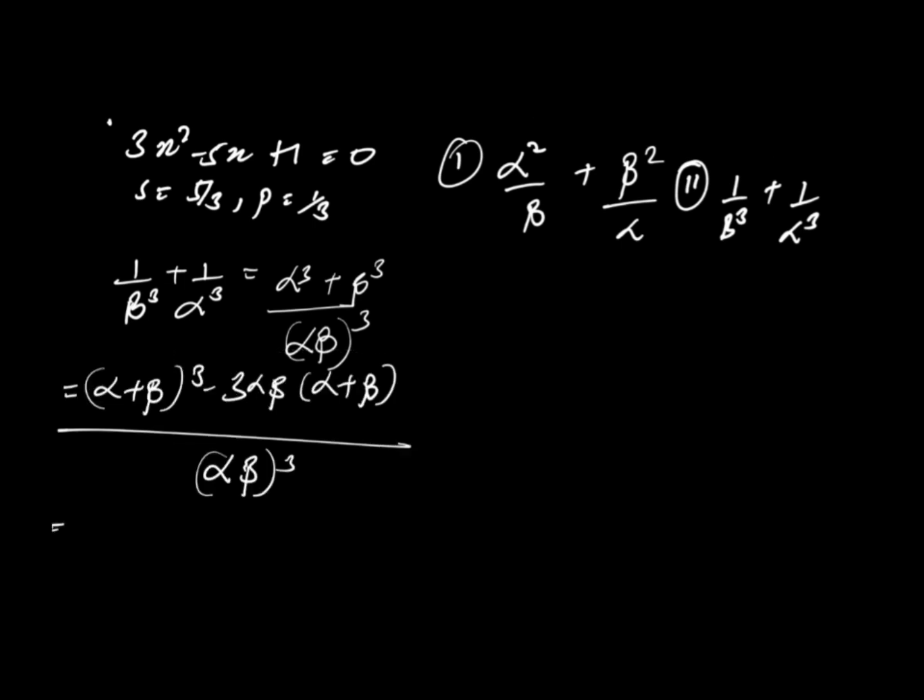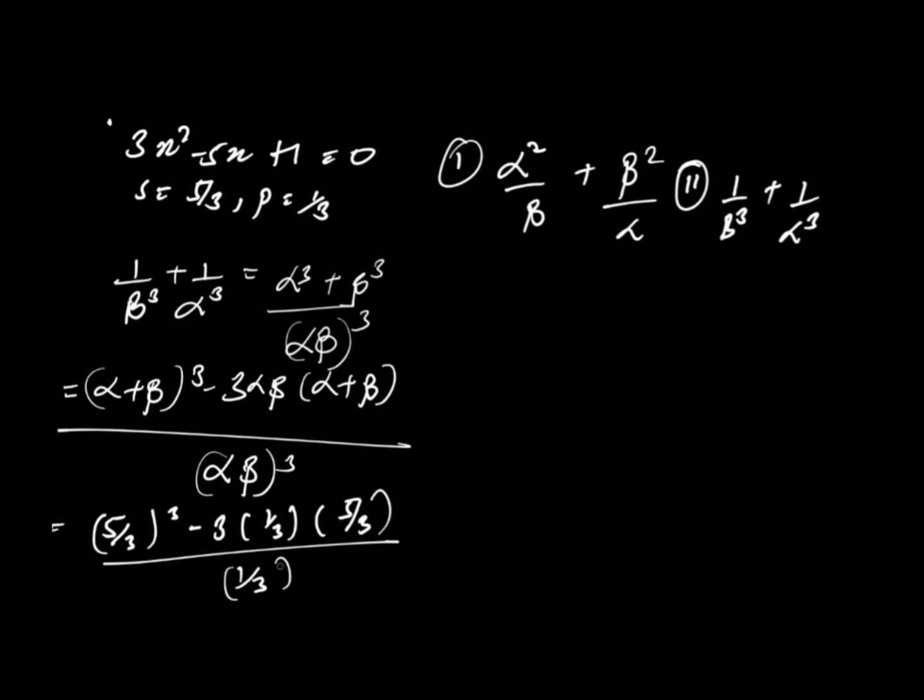We know that, for example, the sum of the roots is 5 out of 3. So we are going to have 5 out of 3, but this is going to be cubed, minus 3 into the product, which is 1 out of 3, then into, again, the sum of the roots, 5 all over 3, then all over the product of the roots, 1 out of 3, but in this case it is cubed.